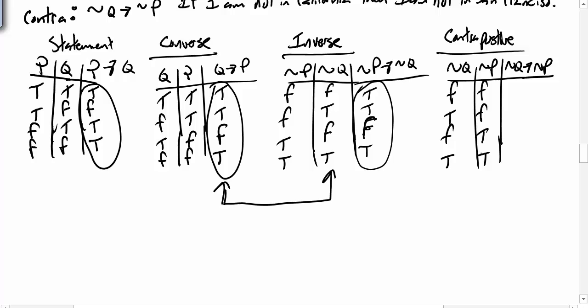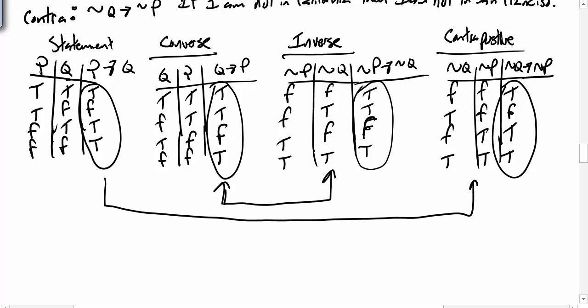Okay, where is this one false? It's false where the if part is true and the conclusion is false, so it's only false in that one spot. Everywhere else is true. Okay, what do you notice about the truth values? That matches the original statement. So the contrapositive is logically equivalent to our original statement every time.